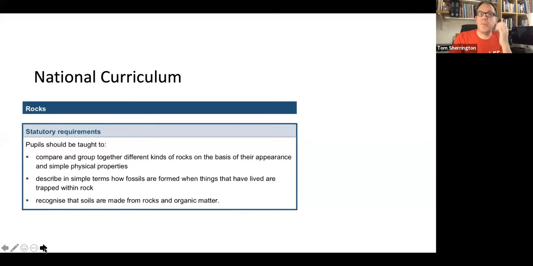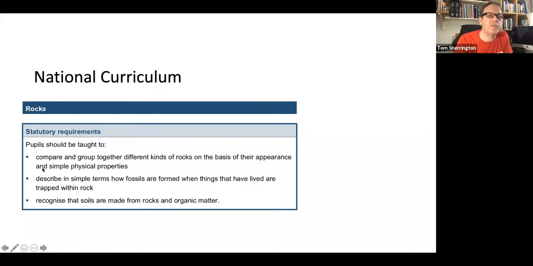Let's have a look at some examples. Here I like this example because I think it just tells the story well. How do we sequence concepts? I'm just going to give you various subject examples. Here's one from the national curriculum in Key Stage 1 and 2 to do with rocks.